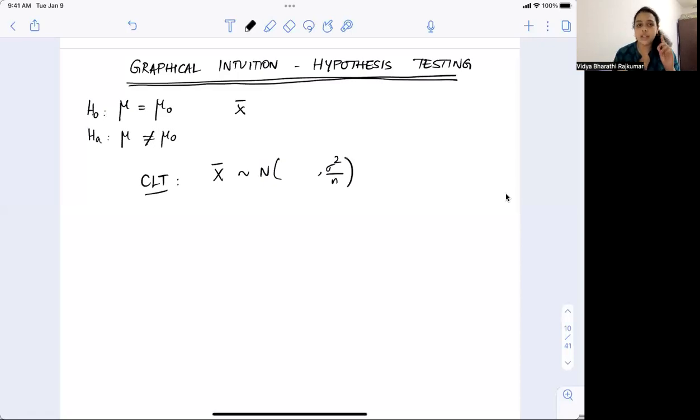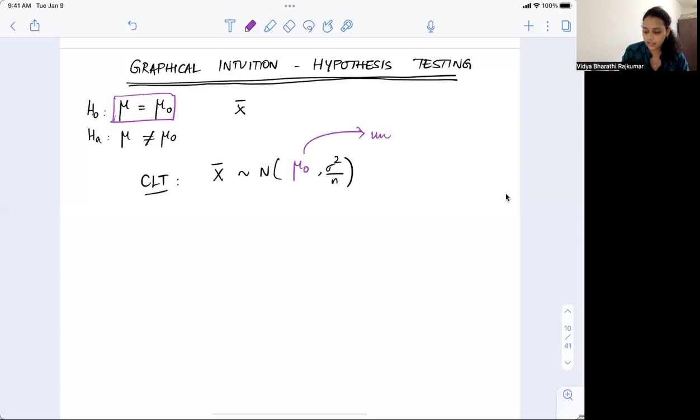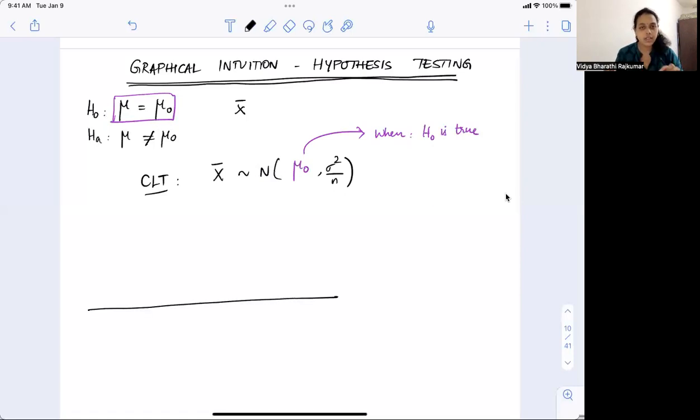Now, if I were to believe the null, if I were to believe that the true population mean is indeed mu naught, the central limit theorem will tell me that x bar should also have the same mean mu naught. This is under the case that the null hypothesis is true, when we believe the null to be true. Now, the advantage of bringing in the central limit theorem here is that we can have a distributional function to describe the probability of x bar values.